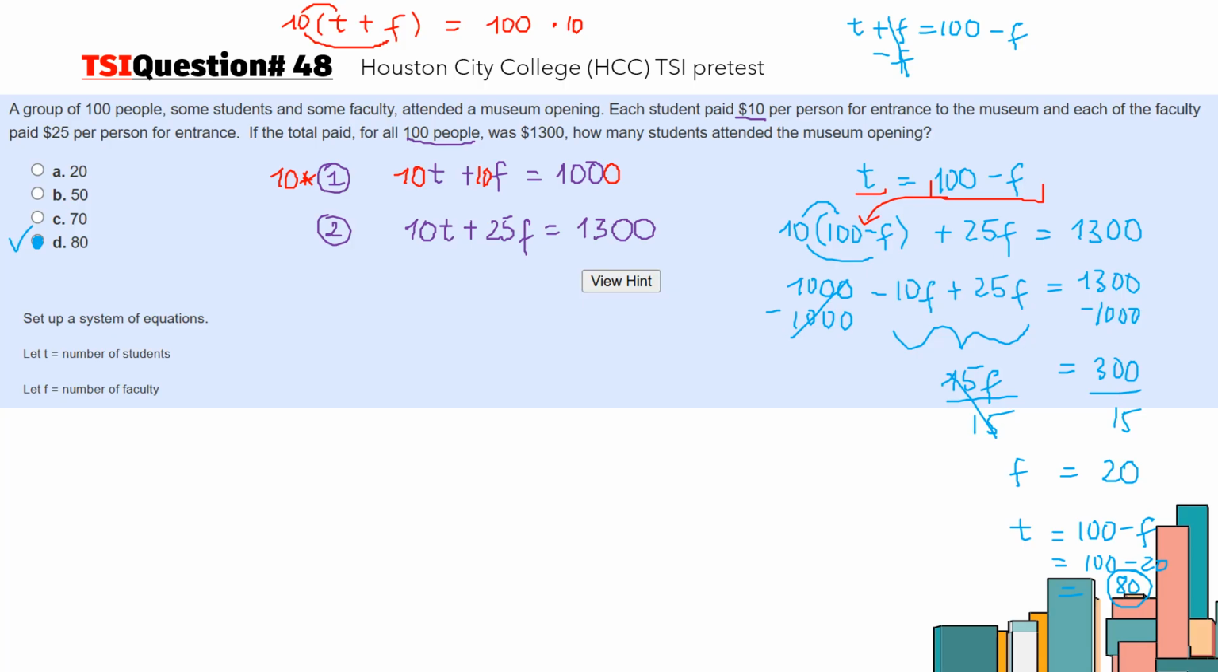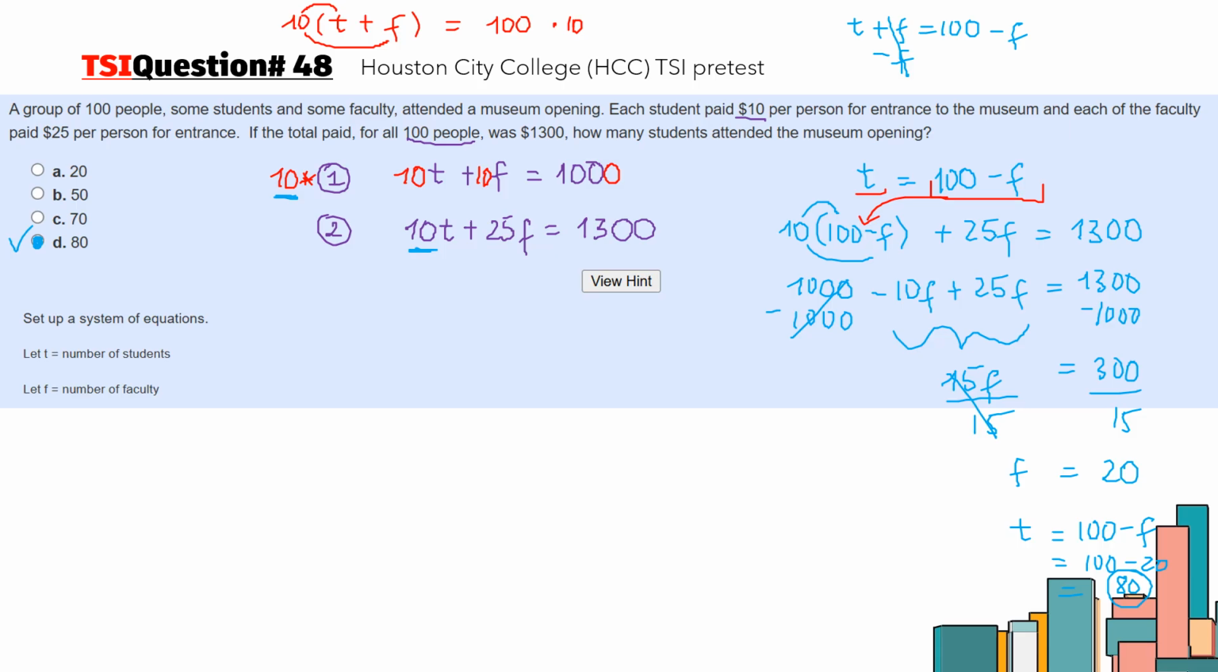Now for the elimination, we multiply by 10 because our second equation has the coefficient of T as 10. And why not 25? Because between 10 and 25, 10 is the smaller number, easier to work with, and it's also easier to work with the power of 10. Just like when you multiply 100 by 10, you just add one 0.